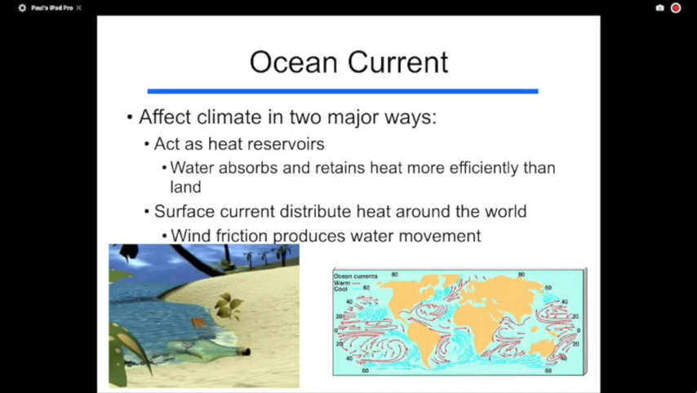They have convection currents. They make circles just like wind, but it's a little bit more complicated because the land masses get in the way, and so they can't make these nice circles because they run up into the land.